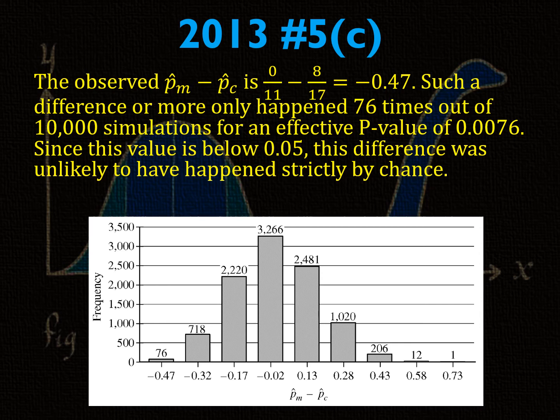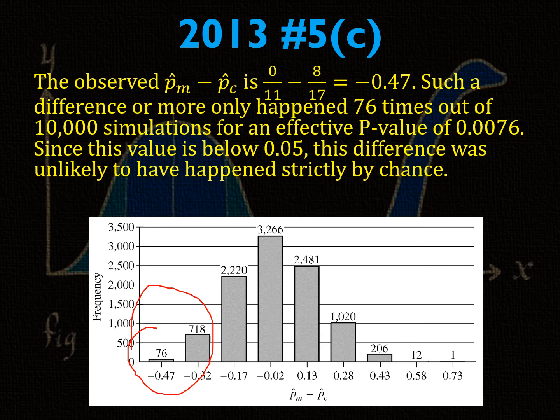Now if you take a look at the histogram, this difference, or difference greater than this, in this case would be less than negative 0.47, only took place 76 times out of the 10,000 trials. So what this means is it's an effective p-value of 76 over 10,000, or 0.0076. So instead of using a table to calculate a p-value or using stat tests, you might be given a histogram where you're going to have to interpret the histogram.